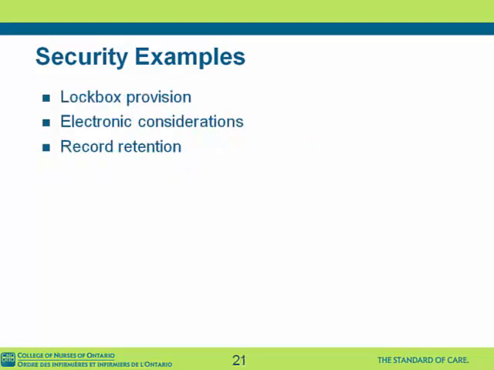Clients have the right to instruct that a part of their personal health information not be shared with other healthcare providers. This is referred to as the lockbox provision. For example, if a client asks a nurse not to share part of his health information with the attending physician, but the nurse considers the information necessary for the provision of care, then the nurse must tell the physician that the client has withheld relevant information.